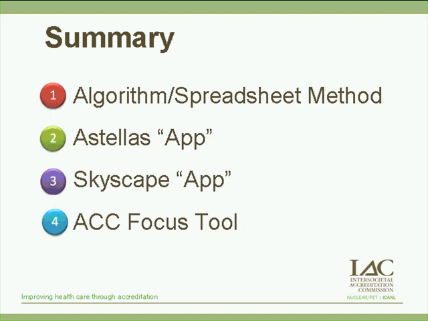So in summary, I've discussed the 4 methods or tools available to help you calculate the appropriateness of a study. We reviewed the algorithm spreadsheet method, the Astellas App, the Skyscape app, and finally the ACC Focus Tool. Hopefully, the examples I've shown you demonstrated how easy it really is to calculate appropriateness of a study, and you're now ready to try it on your own.